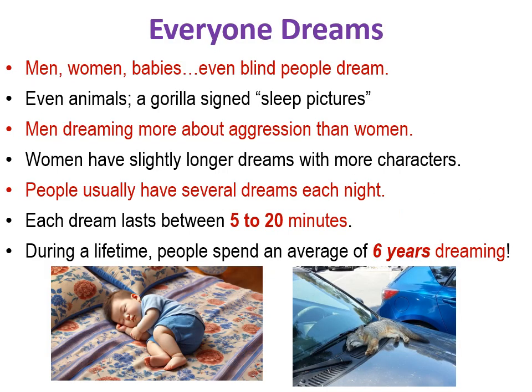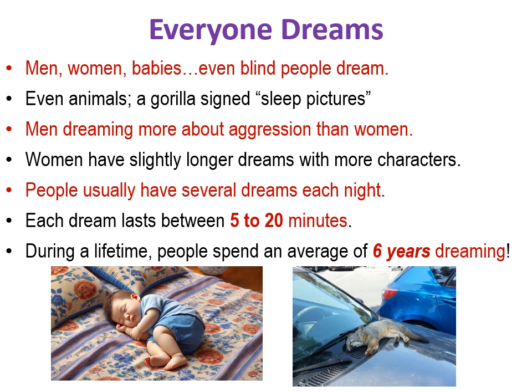So men, women, babies, and even blind people dream. Even animals dream. How do we know that? Well, gorillas can actually use sign language. So gorillas have been able to sign their sleep pictures, which we interpret as dreams. Men tend to dream about more aggressive things, more fighting, more chasing than women. Women have slightly longer dreams, and women tend to have more characters, more people, more soap operas in their dreams.